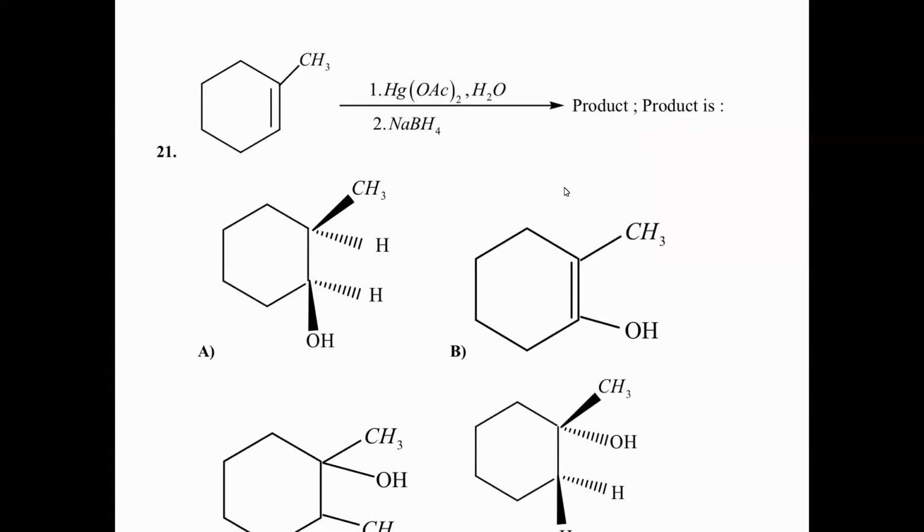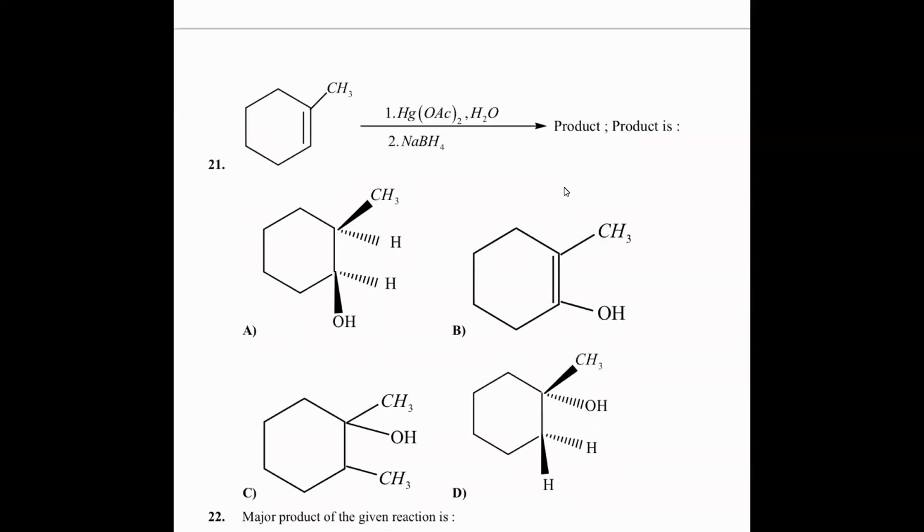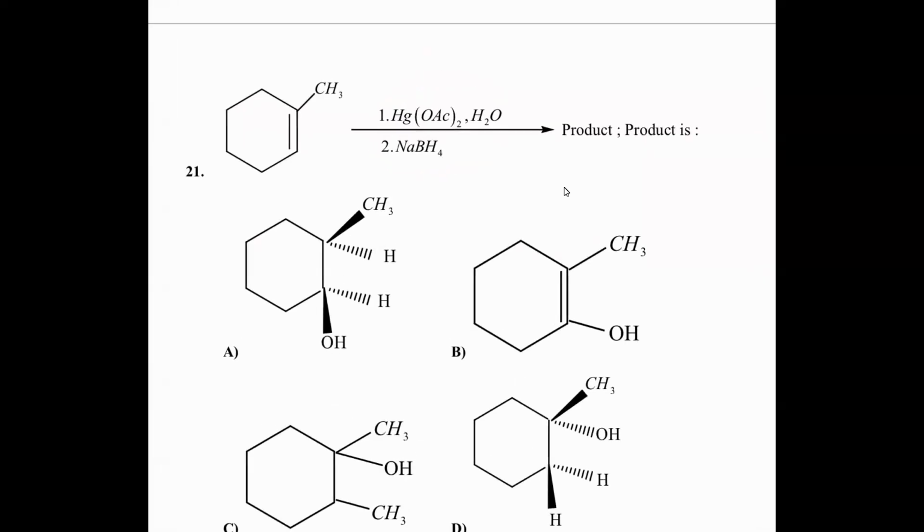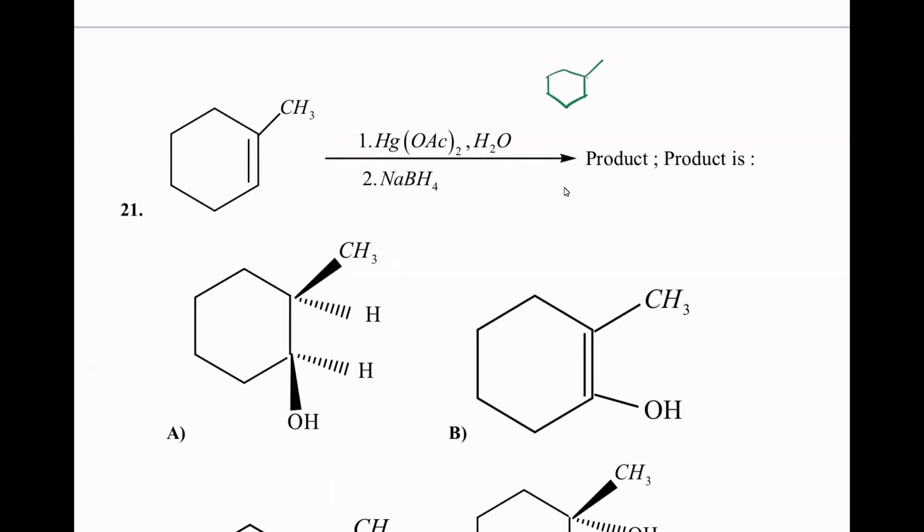Hg(OAc)2, H2O. Okay, I remember we discussed this in the class also, that if you do oxymercuration-demercuration, first a mercurinium bridge will come here and water will attack on this side. Okay, and the bond will break and finally H minus will come on this side. So if I write it in the product form, we have methyl and OH here and hydrogen here. Got it?